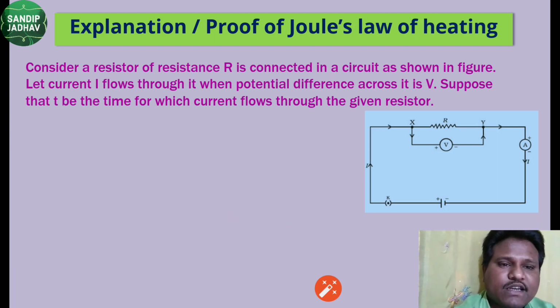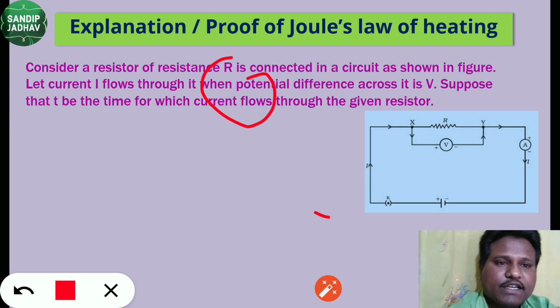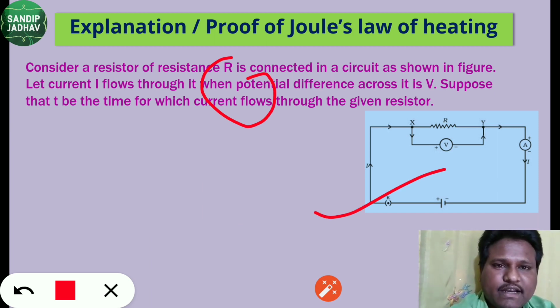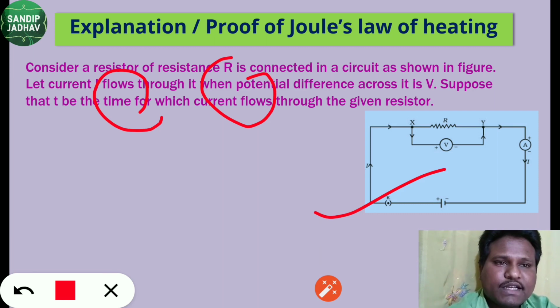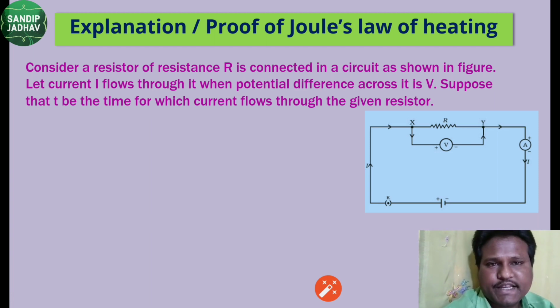So let's imagine a circuit of resistance R connected as shown in the figure, and suppose that current I is flowing through the circuit across a potential difference of V, for a time T. So consider a resistor of resistance R connected in a circuit as shown in the figure. Let current I flow through it, when the potential difference across it is V. Suppose T is the time for which current flows through the given resistor.